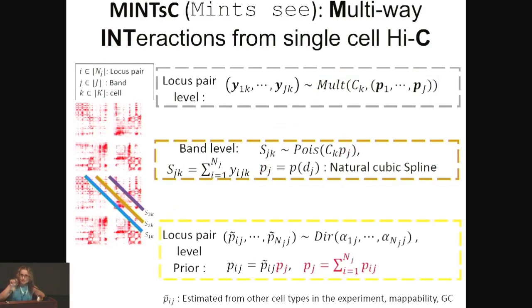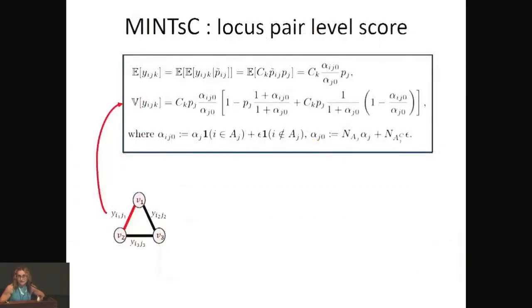However, to go to interactions between any two loci, we still need locus pair level probabilities. For that we assume that the locus level probability, so this is the probability of interaction between locus I and J, depends on the band level Pj, which we estimate from this model, and a Dirichlet prior. And this prior can depend on the underlying mappability and GC of those locus pairs. Actually, if you have single-cell Hi-C data with multiple cell types, there are easier ways to estimate that. So with that, we can actually estimate a null probability of interaction.